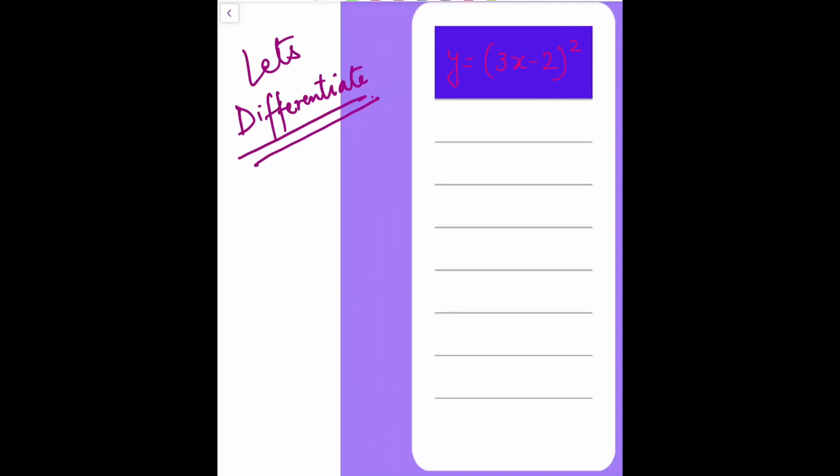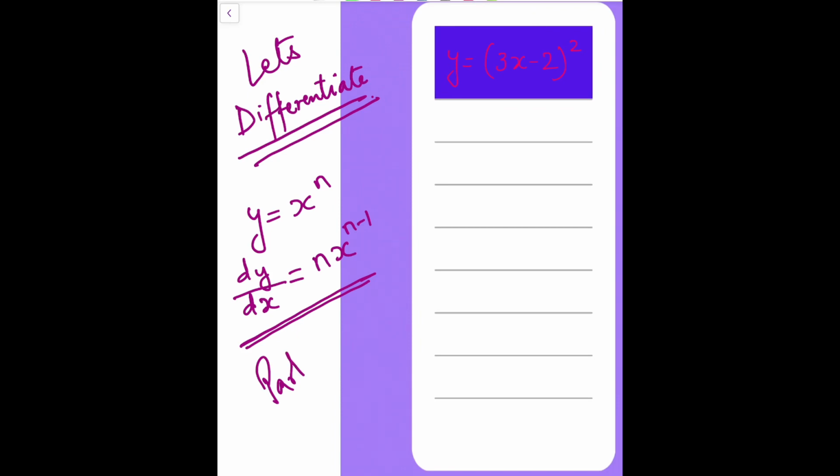Hi guys, let's differentiate these questions. So we know that when y equals x to the power of n and we differentiate it, its derivative is equal to n x to the power of n minus 1, right? And this is part 5 of this series.